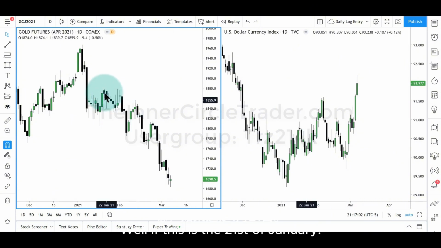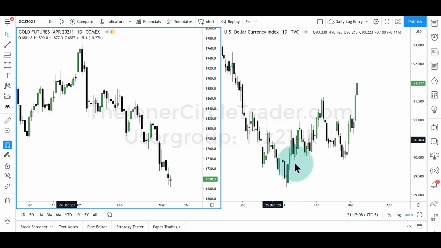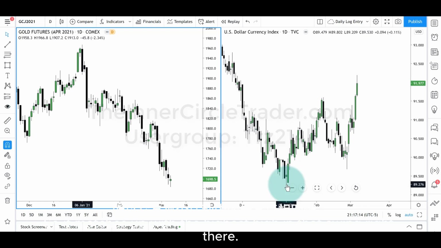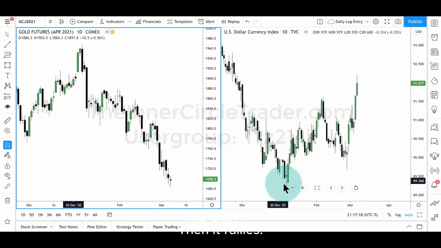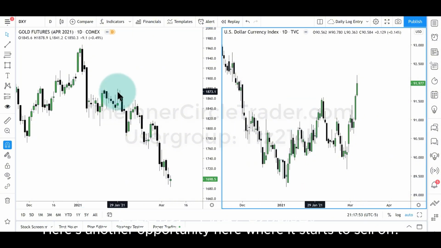Well, if this is the 21st of January, we're going to be looking for a long or a buy on the 20th, the 21st, or the 22nd of January. Here's your 21st, creating the low. So it matches up with the highest high in that swing right there. You see that? Then it rallies. Here's another opportunity here where it starts to sell off. It's January 29th. So you know it's going to be what? It's going to be the 29th, the 28th, or the 1st of February.